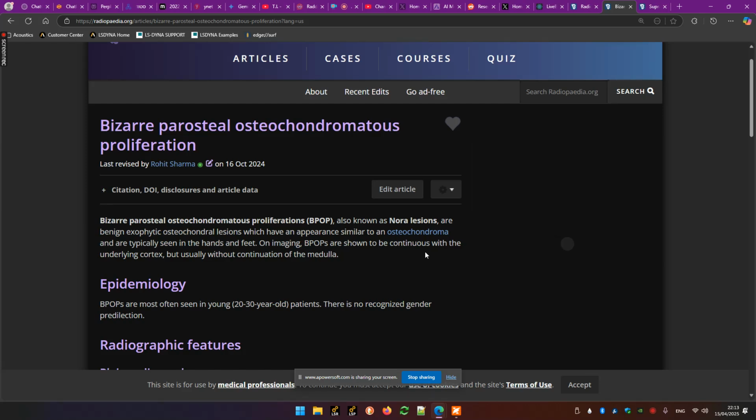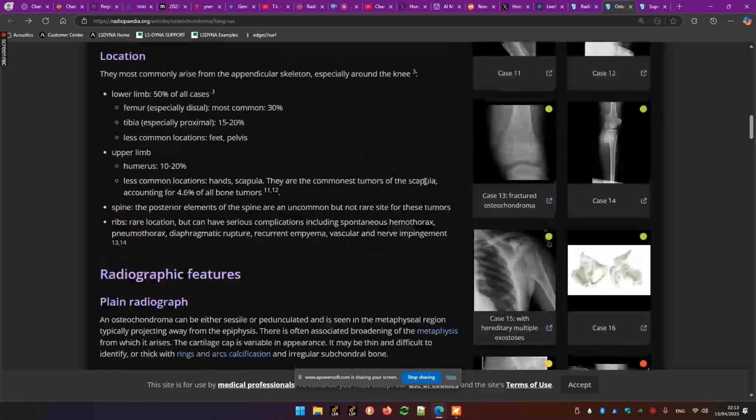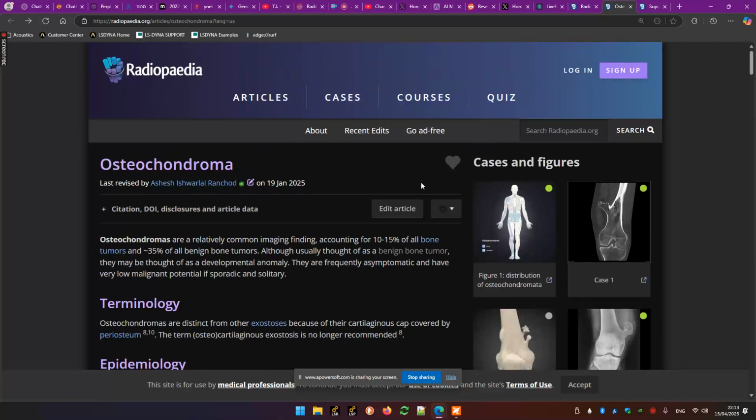Okay, so thank you very much. If you have any corrections, please tell me. That's it. This was about osteochondroma. Thanks to Wikipedia for the quiz and the knowledge, and that's it.